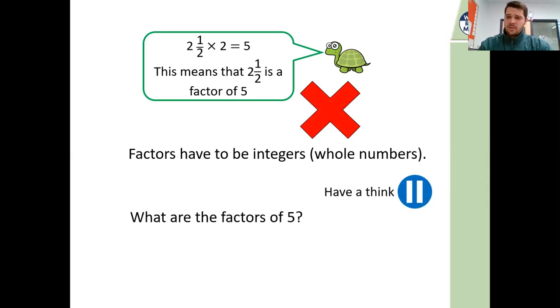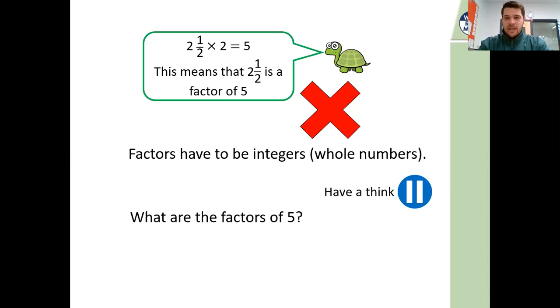So what are the factors of 5? Can I do my 1 times table? 1, 2, 3, 4, 5. I can. My 2s, 2, 4, 6. No. My 3s, 3, 6. No. My 4s, 4, 8. Nope. My 5s, 5. Yes, I can. So the factors of 5 are just 1 and 5 itself.